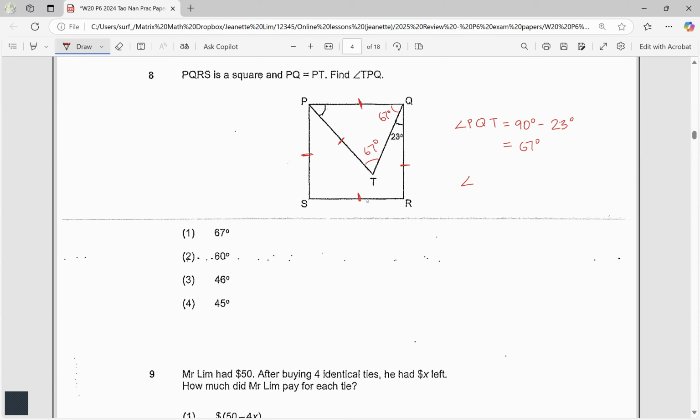Then in order to find TPQ, that will be 180 minus 67 minus 67, which is 46 degrees. Okay, so actually the rest of the equal lines doesn't really help, but it's a habit to just label it in case you need it. You never know when you need it, right? Okay, so 46 is the answer, option 3.